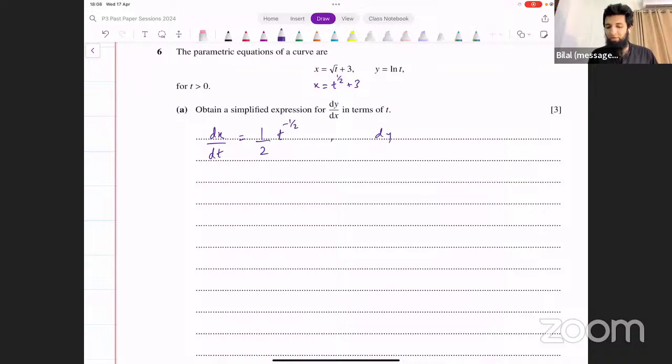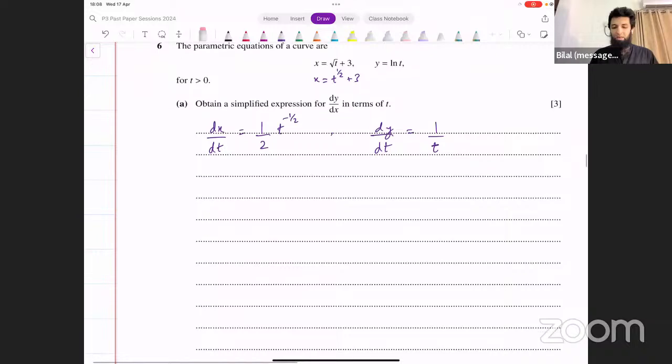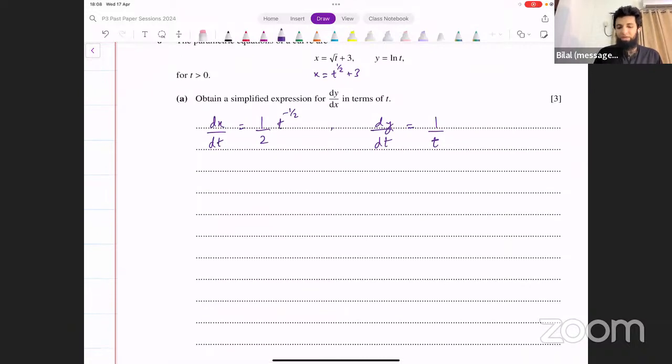Okay, now what about dy over dt? Derivative of ln t. Remember, derivative of ln x is 1 over x. They've just replaced x with t here. Derivative of ln t with respect to t is 1 over t. All right, that's the second derivative. Now we want dy over dx. So for that, we have to use chain rule. How does chain rule work?